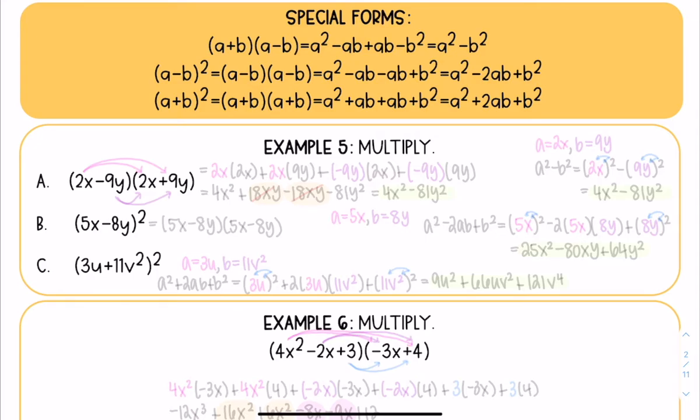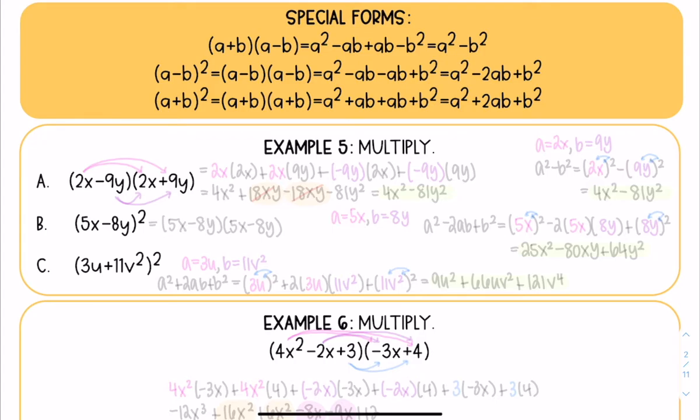The first special form is the sum and difference of two terms. If I have a plus b times a minus b, I end up with a squared minus b squared. If I have a minus b squared, I end up with a squared minus 2ab plus b squared. And if I have a plus b squared, I end up with a squared plus 2ab plus b squared.